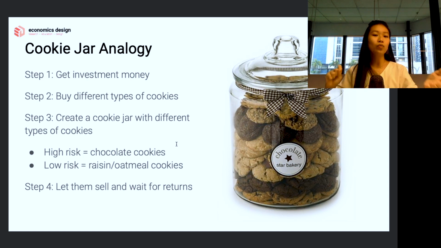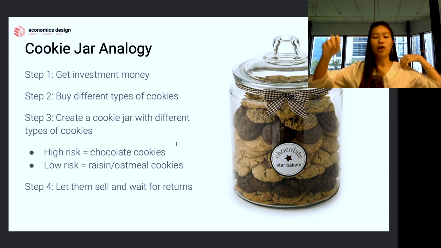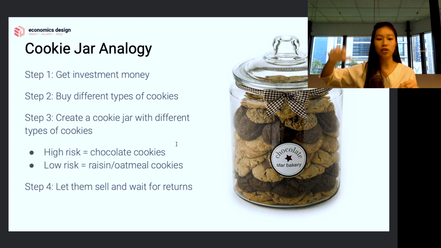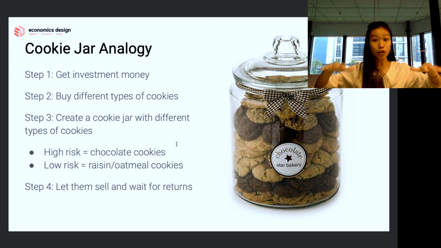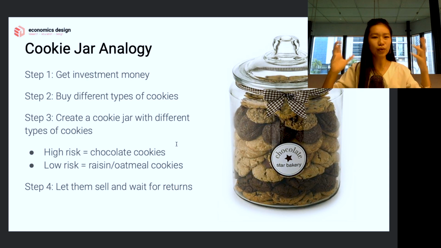And based on that, if you put your money with me and you say that you want high risk, then I will allocate your money into the high risk cookie jar. You own part of this high risk cookie jar. Or if you are low risk, then I'll put your money in the low risk cookie jar. Then what do we do now? Now, if we think of the cookie jar analogy, we let them grow and get returns and wait for the returns to come in.